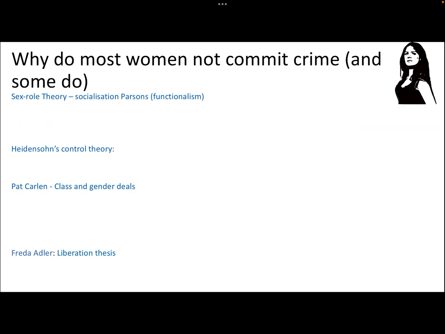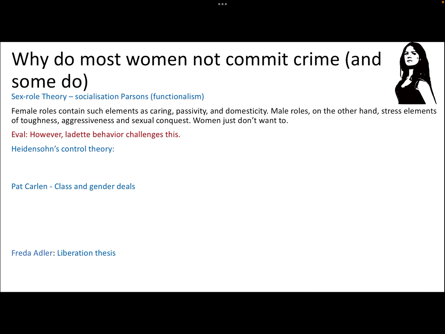So then the other element is, why do most women not commit crime? So I've phrased that better here, while some do. Now, the main arguments for why they don't commit crime come from Parsons and functionalism and Heidensohn's control theory. According to functionalist sex role theory, the roles that females are socialized into include things like being caring, passive, and quite domestic, being happy at home. Whereas males are often socialized into roles that stress things like being tough, aggressive, and maybe sexual conquest being a good thing.